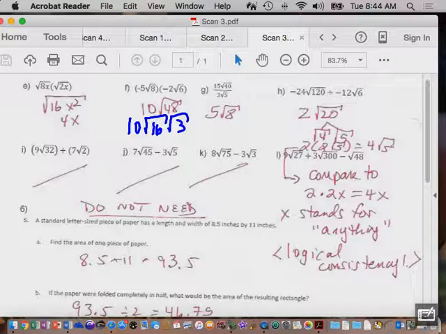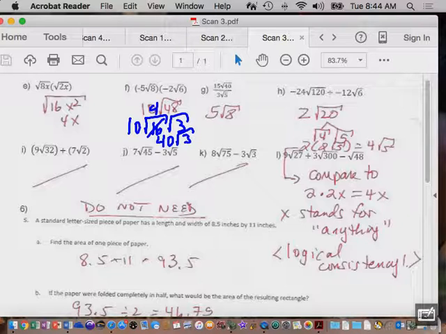What is the square root of 16? 4. What's 10 times 4? 40. So I get 40 radical 3. Now, I went over to H. Here's 5 radical 8. Is that finished? Is that as far as it can go, or can I go further?